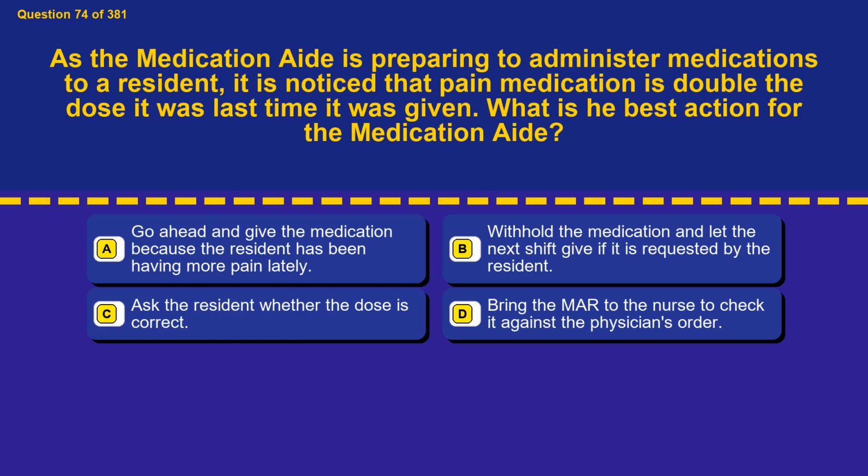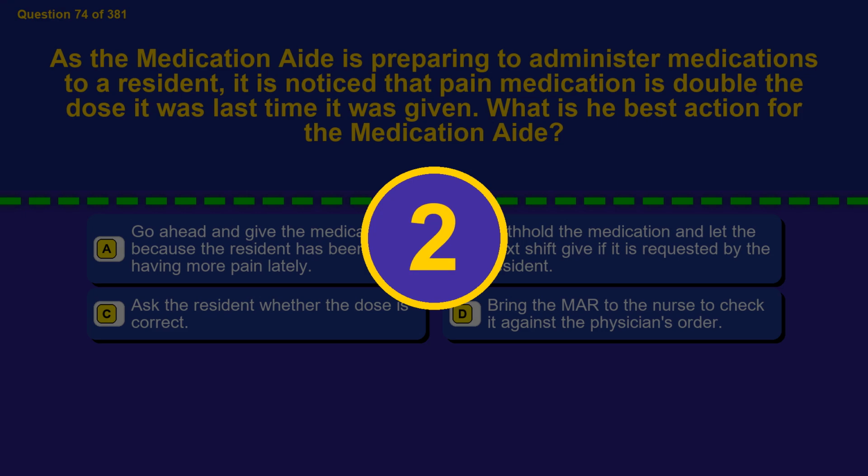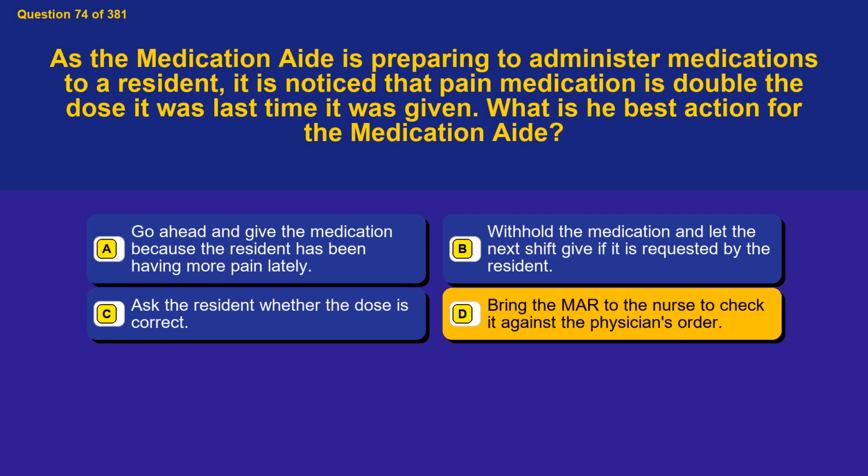Question 74. As the medication aide is preparing to administer medications to a resident, it is noticed that pain medication is double the dose it was last time it was given. What is the best action for the medication aide? Option A, go ahead and give the medication because the resident has been having more pain lately. Option B, withhold the medication and let the next shift give if it is requested by the resident. Option C, ask the resident whether the dose is correct. Option D, bring the MAR to the nurse to check it against the physician's order. The correct answer is option D, bring the MAR to the nurse to check it against the physician's order.